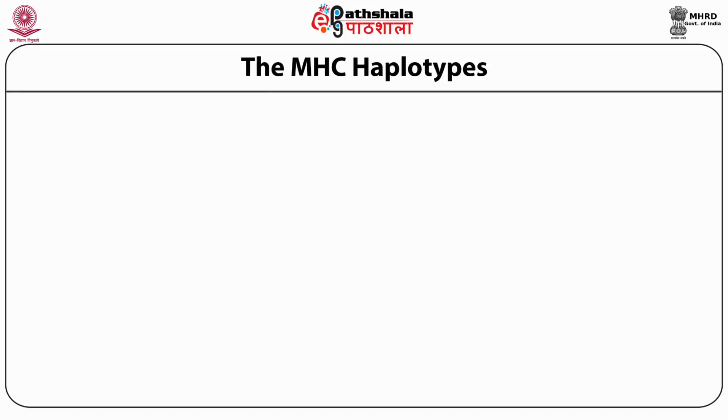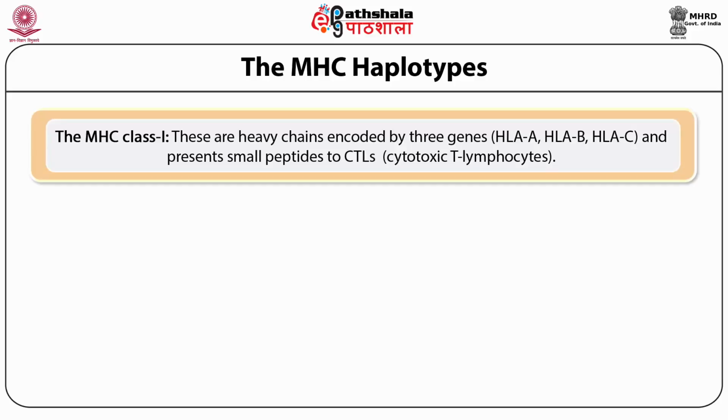Now we will be talking about the MHC haplotypes. The MHC class 1 is the first haplotype. These are heavy chains encoded by 3 genes, HLA-A, HLA-B and HLA-C, and present small peptides to cytotoxic T lymphocytes.